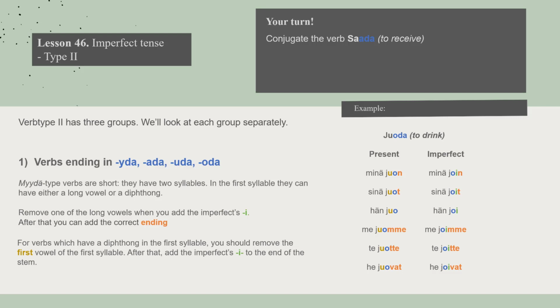Try to conjugate the verb saada. Minä sain. Sinä sait. Hän sai. Me saimme. Te saitte. He saivat.